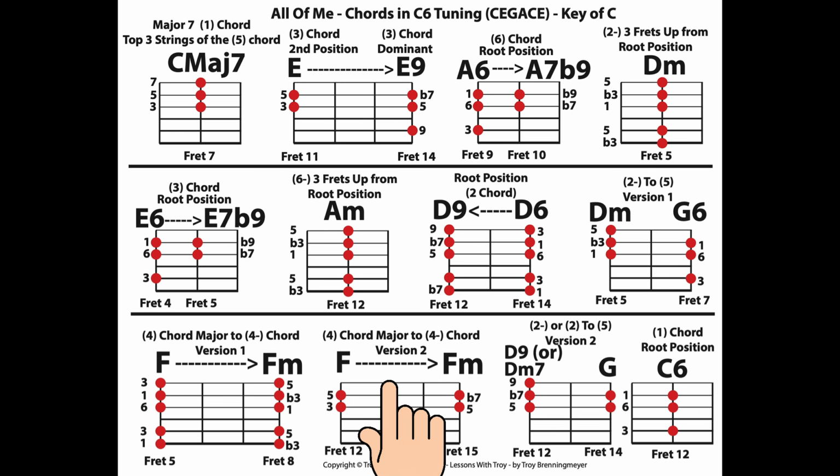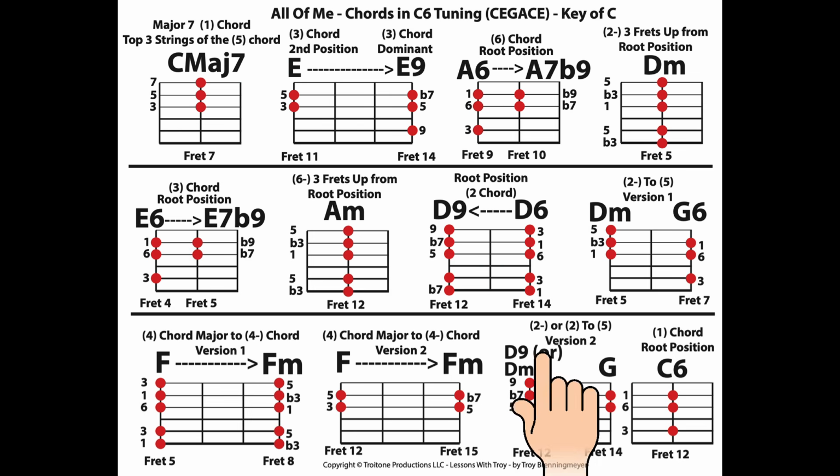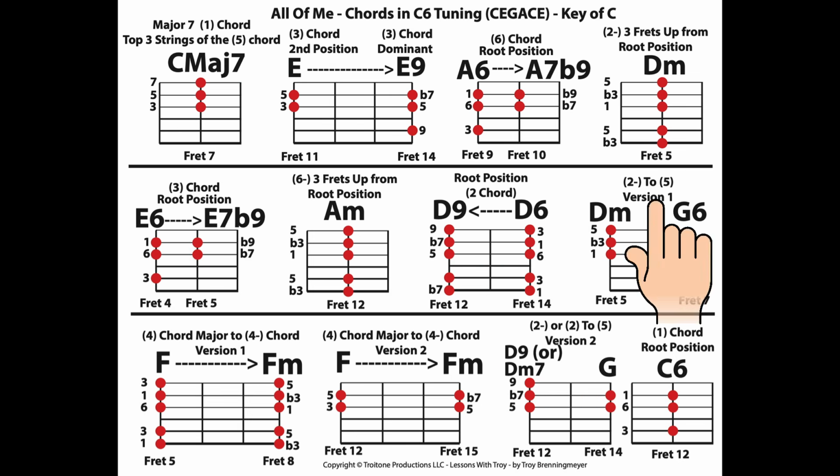So in All of Me, at the end there, the last 8 bars, at one point you're going from a major 4 chord to a minor 4 chord. At least the way I'm playing it, it does. Okay, now let's go to this one.